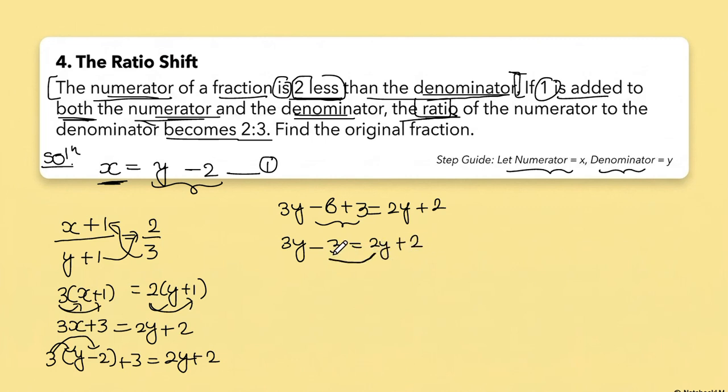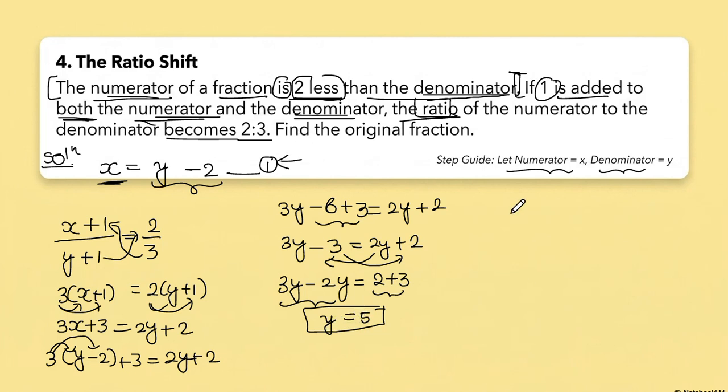So if I take this 2y this side and minus 3 this side, so what we'll get? 3y minus 2y is equal to 2 plus 3. So 3y minus 2y, which is nothing but y, is equal to 2 plus 3, which is nothing but 5. So we got our y value, which is nothing but denominator, that is equal to 5. Now substitute the value of y in which equation? First equation. So directly we will get the value of x. So x is equal to what we have? Y minus 2. So y is 5. So 5 minus 2, which is nothing but 3.